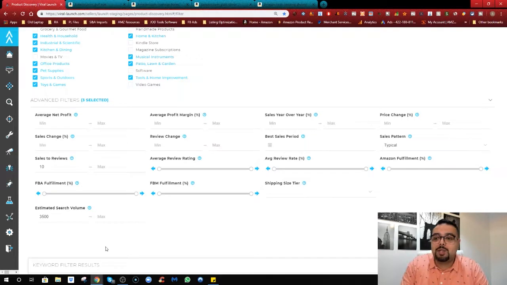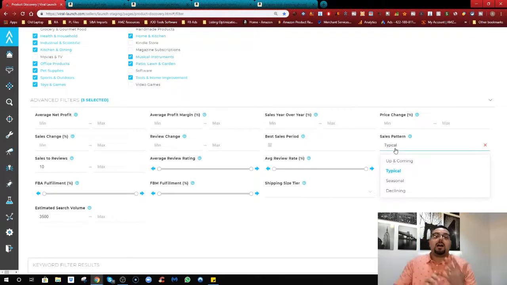So the one that I really like to use the most is basically the sales pattern. This is here. If I go to sales pattern, it's going to tell me I want to find a product that's just up and coming, or I want something that's typical, that year over year they're doing the same amount of sales, they have a consistent sales pattern. And this is what typical is.